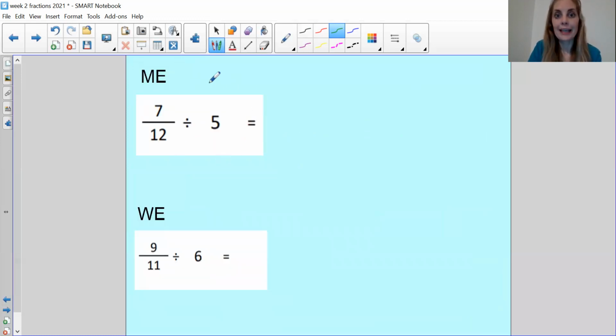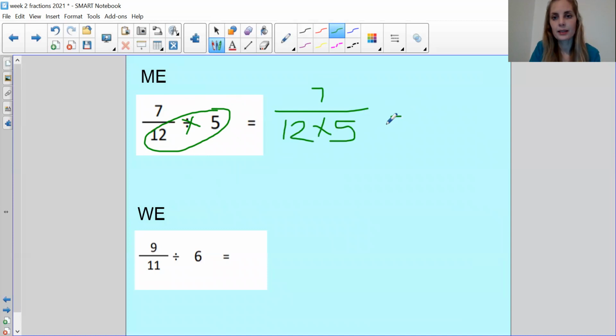Right, let's go through it again. First of all, leave the numerator the same. Don't touch it. Take these two numbers, and instead of dividing, I'm going to change it to a times sign. So I'm going to say 12 times 5, and leave my top number. 12 times 5 is 60, and that is my answer. Simple as that.